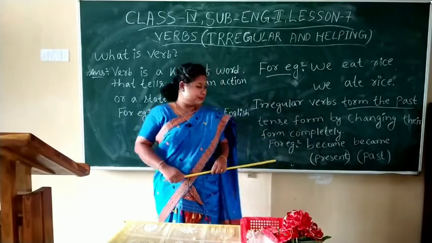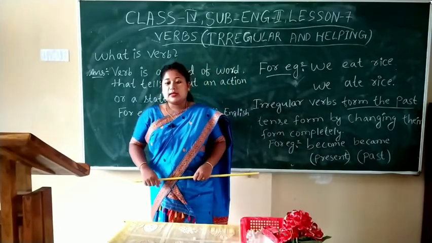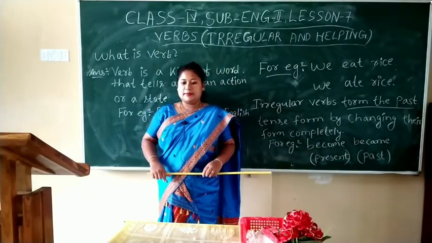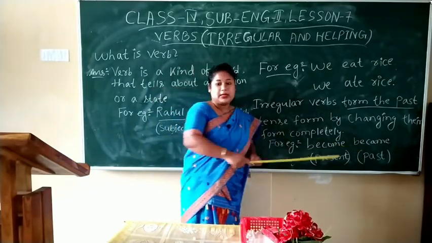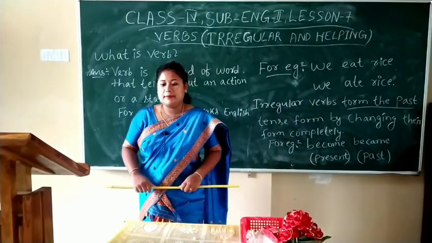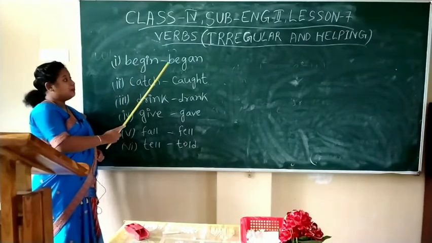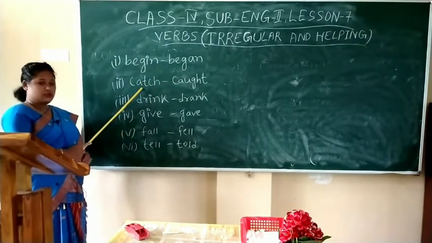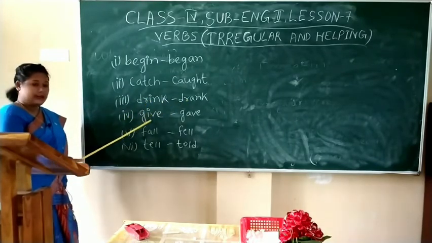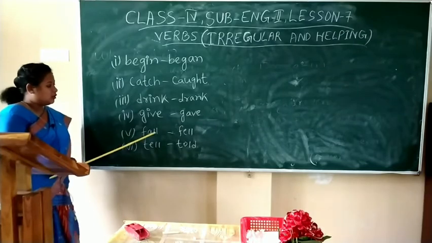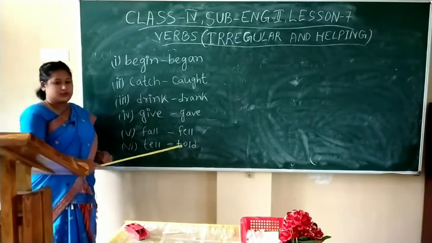For example, become, became. In this example, the present form of verb become is changed to became in the past form. Let me give you a few more examples for irregular verbs. Begin, began, catch, caught, drink, drank, give, gave, fall, fell, tell, told.